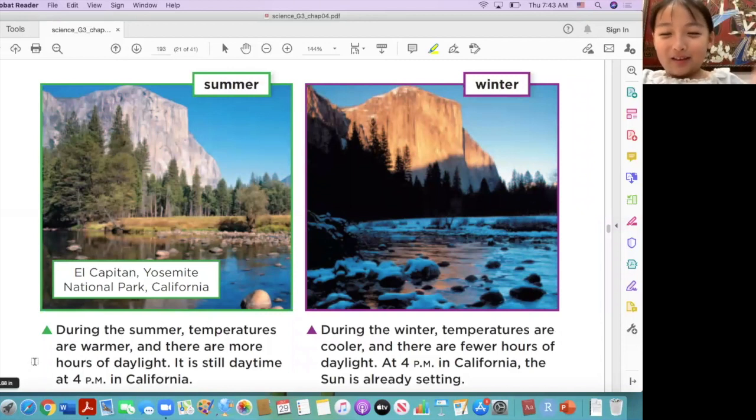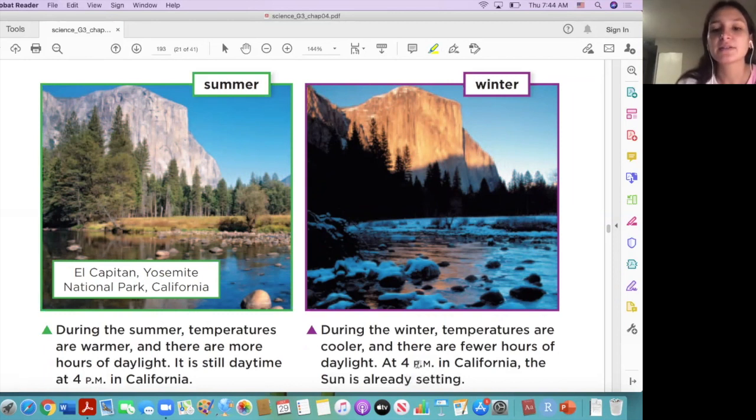Is it late 4 p.m., when we have dinner, or are we sleeping at that 4 p.m.? So p.m. is in the afternoon, right? And if it was in the morning, it would be a.m. Okay. So p.m. is in the afternoon.